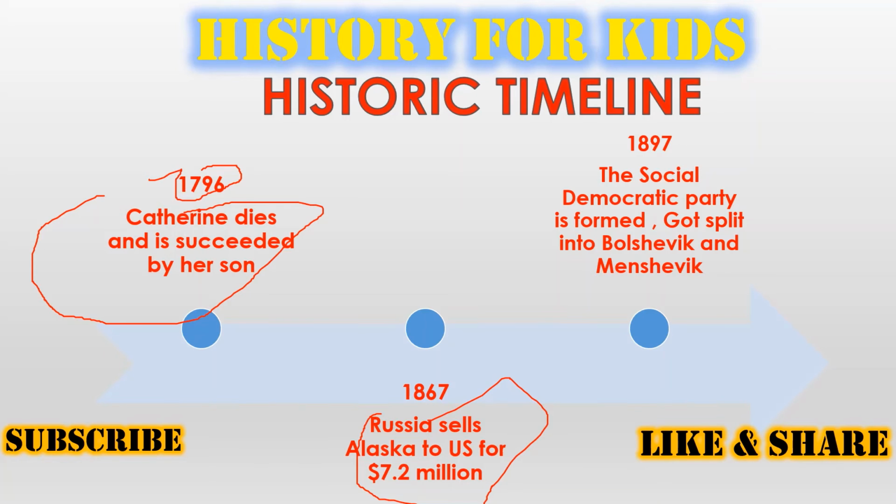And friends, this is a very big blunder of Russia. I have explained this to you in the part one video, where I showed it in Google Maps. It was a very bad move by Nicholas II, because this was the warm port which Russia had, and Russia didn't like Alaska. And in 1897, the Social Democracy Party got split into Bolshevik and Menshevik.